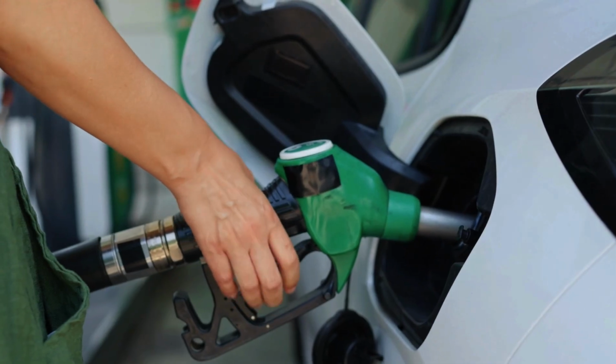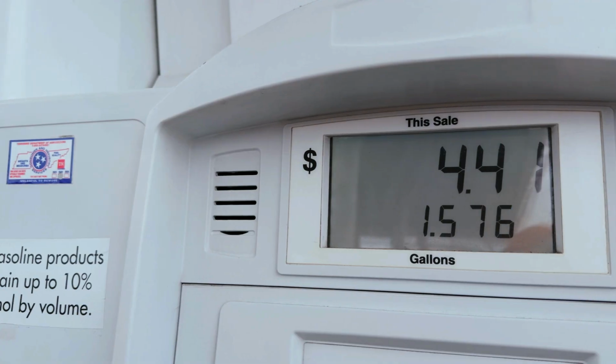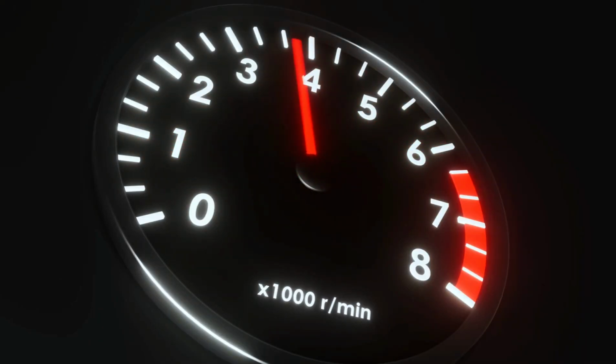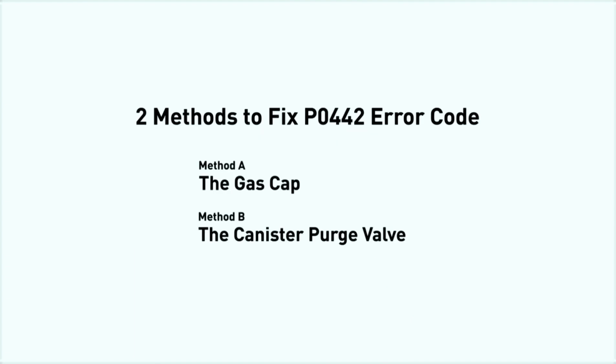Reduced fuel economy, since the system isn't recovering fuel vapors to be burned in the engine, your fuel consumption can slightly increase. Rough idle or stalling, rare in some vehicles, a failed purge valve can introduce excess air into the engine and disrupt combustion. Here are two simple DIY methods you can try to solve this problem.